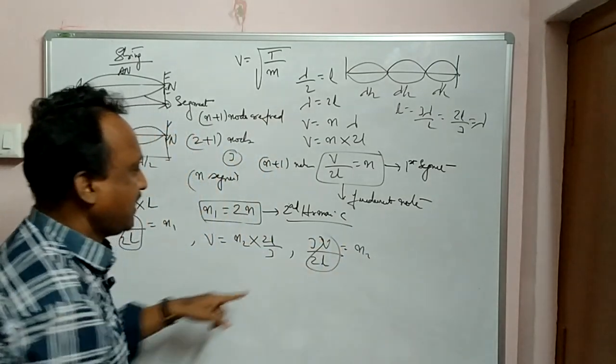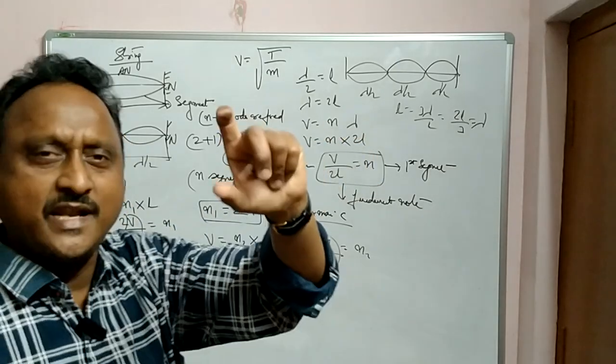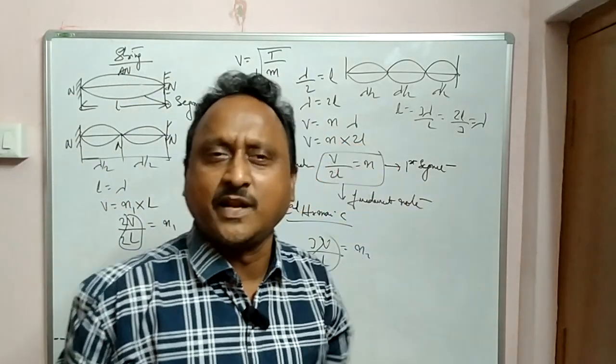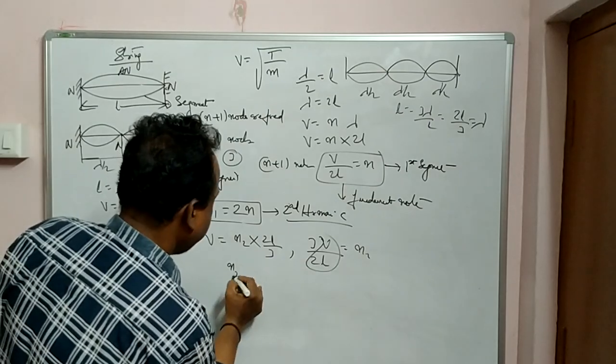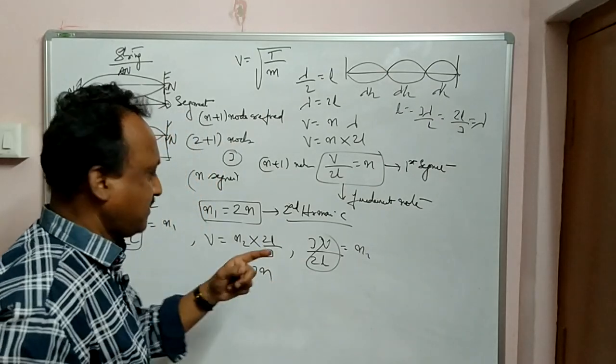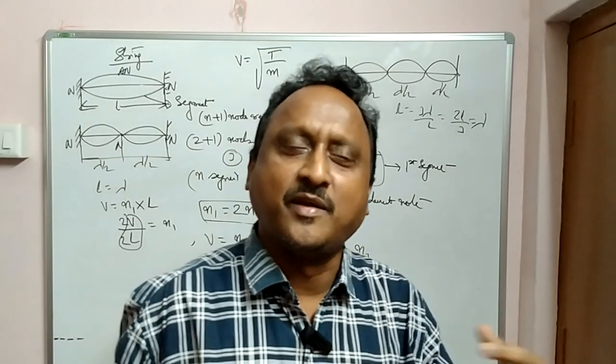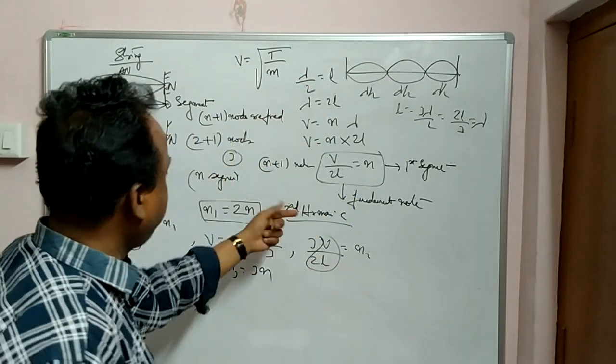Again observe, V by 2L is coming constantly. It is the fundamental frequency. n3 is equal to 3 times the fundamental. So this is also called the third harmonic. It is continuously coming.